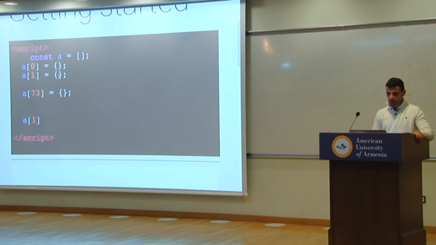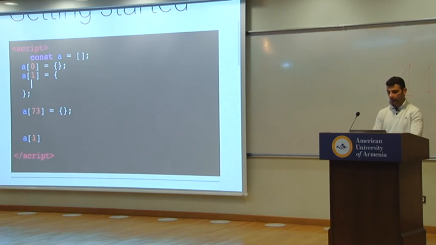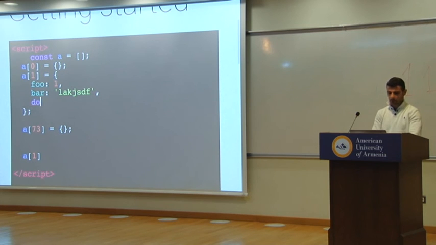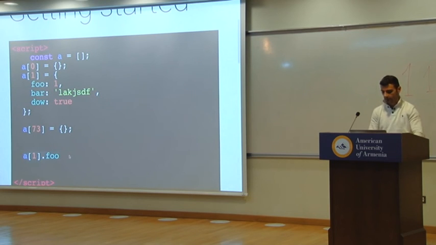Now let's initialize this object, I should say, with some values. Like foo is 1, bar is some text, and do is, I don't know, true. I can now do a1.foo. Remember, a1 will return to me this object. I'm then using the dot notation to refer to this in order to get back that. Is that clear?